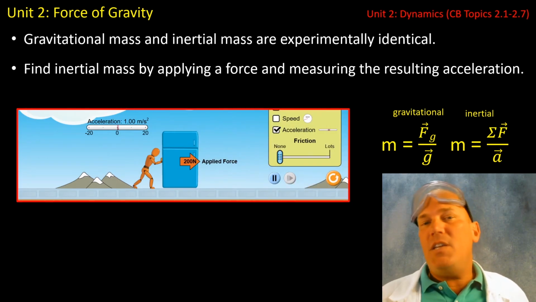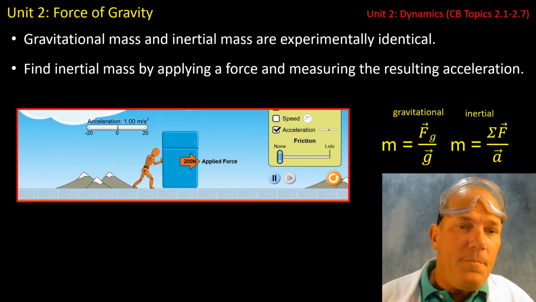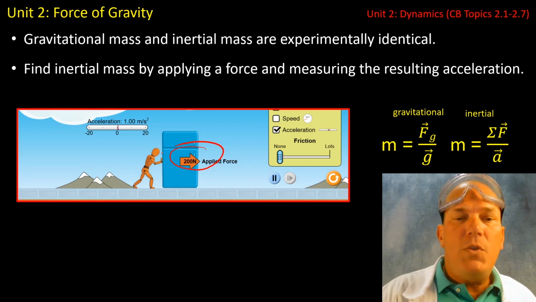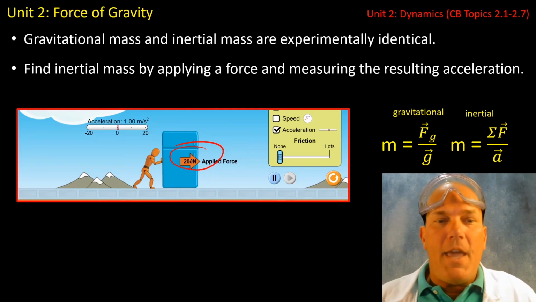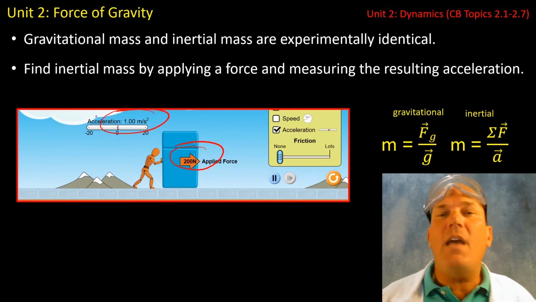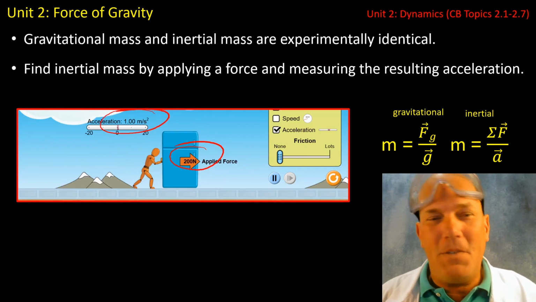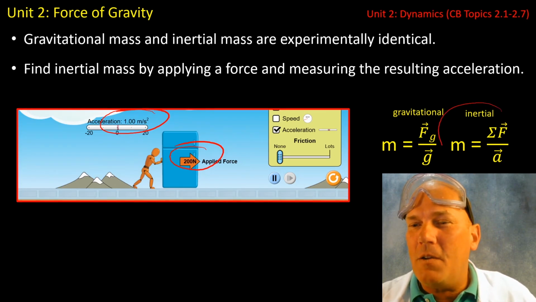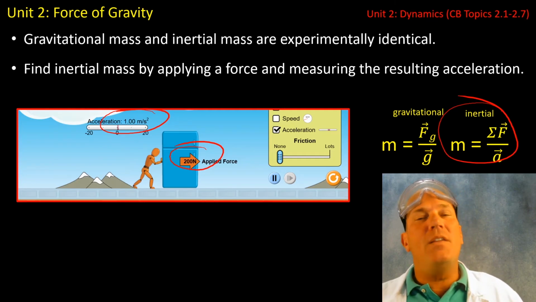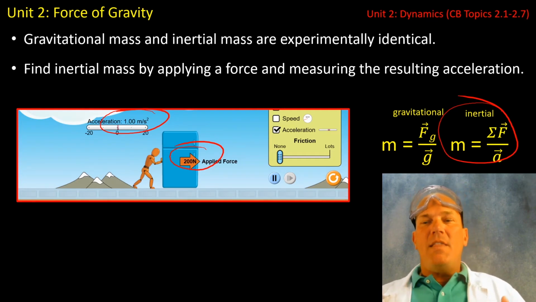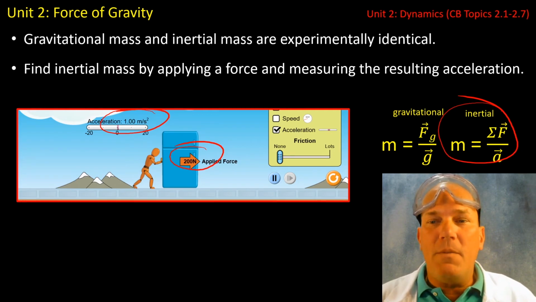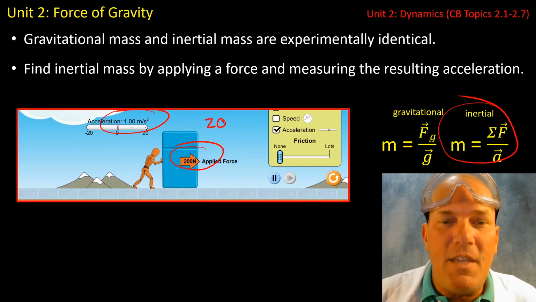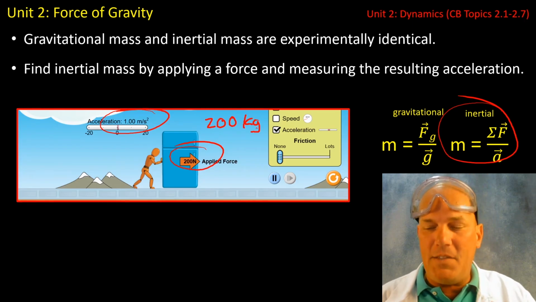Look at this image here, which is from PhET as well. And this man is applying a 200 Newton force to this refrigerator. And the result is the object accelerates 100 meters, or excuse me, 1 meter per second squared. Now, using this equation here for inertial mass, you can see in the numerator, 200 newtons, in the denominator, 1 meter per second squared. And what does that give us? The object's mass, which is indeed 200 kilograms in this case here.